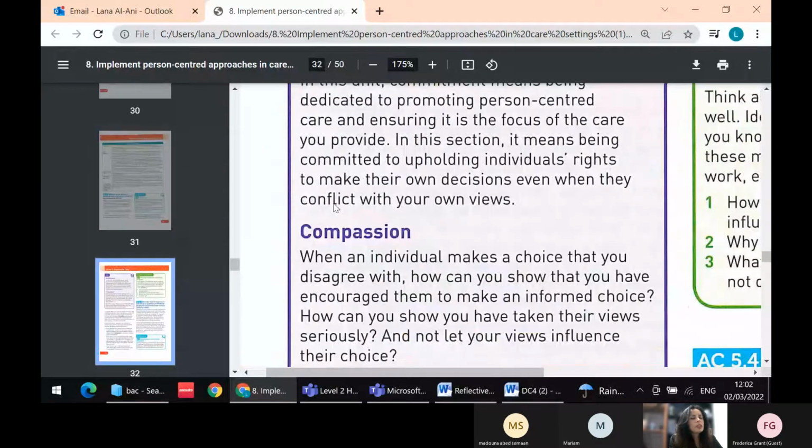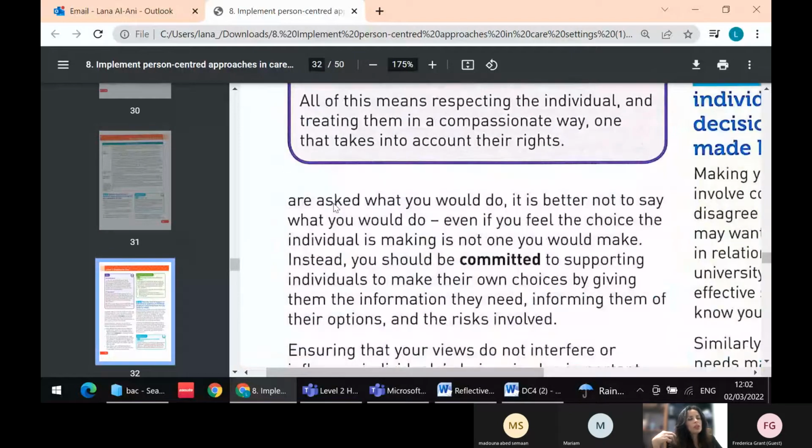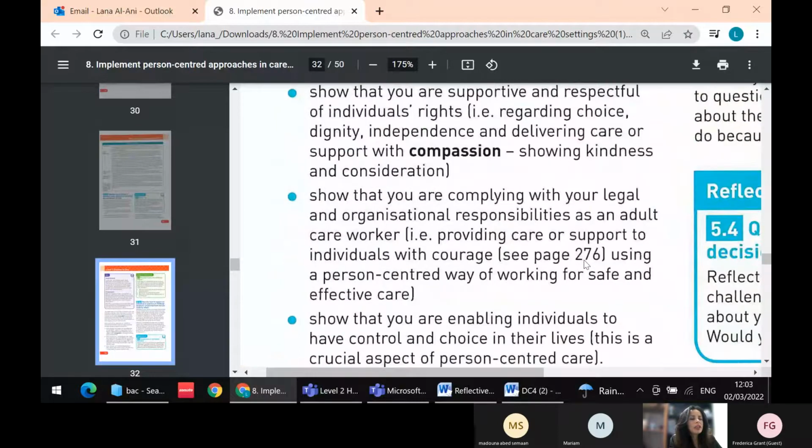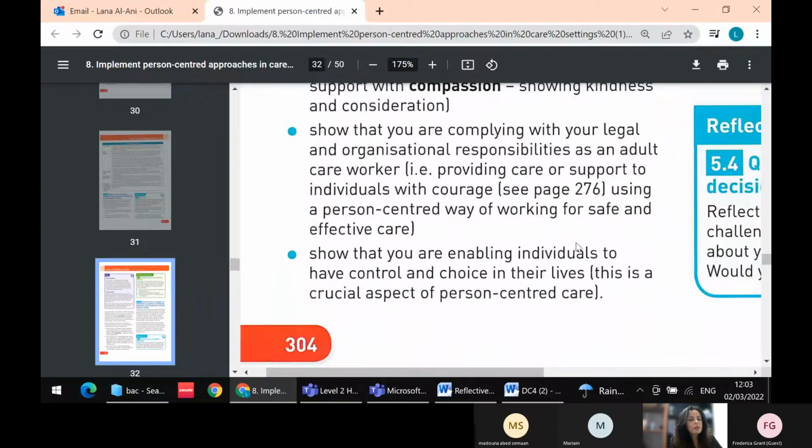So all you need is to give them the authority to create their own choices independently. And you need to show that when you deliver your care, you deliver it to the best, highest standards. You show kindness, you show consideration to build their confidence and encourage them to make their own choice.